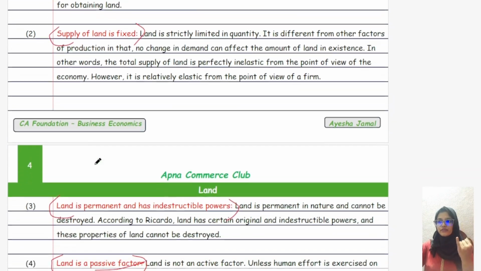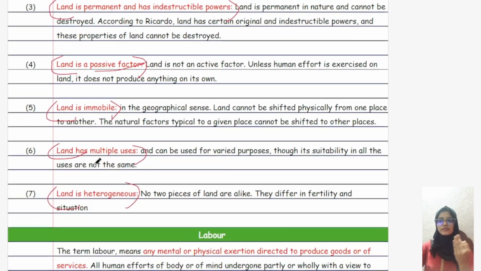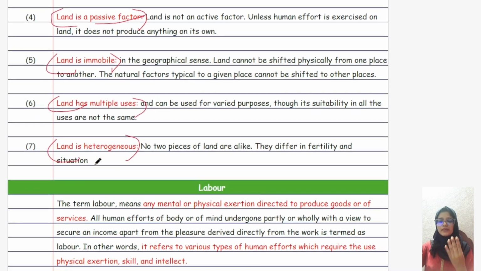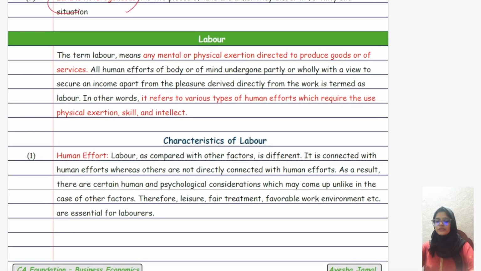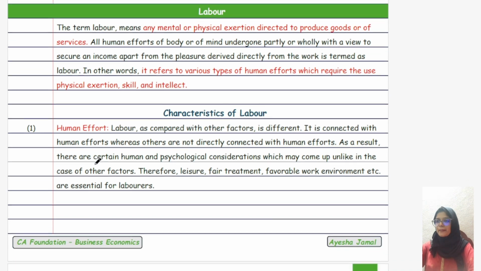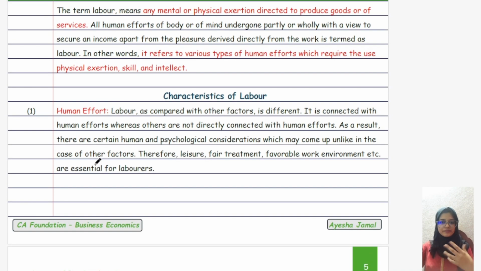So here are the characteristics of land. Land is the gift of nature. Supply of land is fixed. Land is permanent, has indestructible powers. Land is a passive factor. Land is immobile. Land has multiple uses, and land is heterogeneous. Okay. I hope you guys are able to understand them. And again, I'm saying, students, when you watch these revision videos, if you get any doubt, mention it in the comments. I'll be very happy to solve all your doubts.